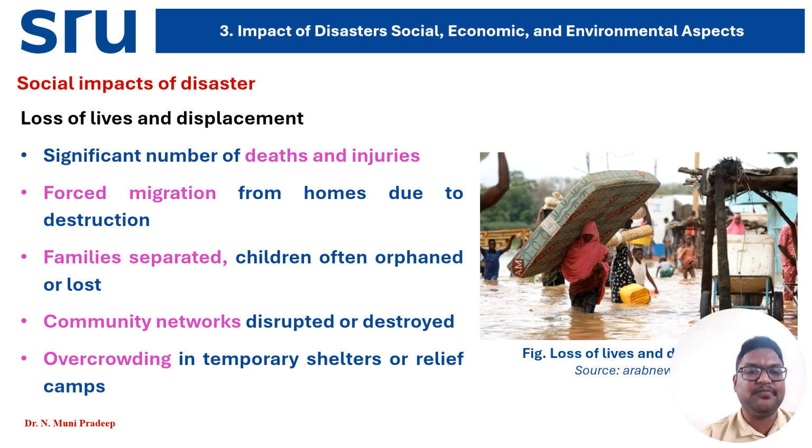The next one, the third point: families are separated, and children are often orphaned or lost. In the case of a sudden disaster, suppose a tsunami, an earthquake or a flash flood, families are often separated. Parents lose their children. The best example, from a movie point of view, is the movie Chhatrapati, where the hero, Prabhas, and his mother are separated. So children lose their parents. Elderly members are left behind during evacuations because they are unable to cope with the evacuation process.